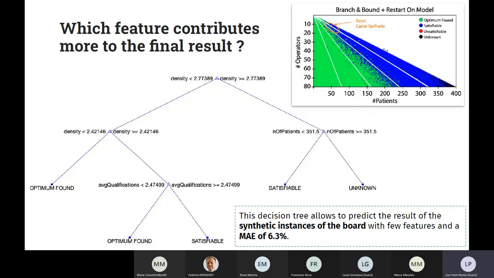And this is the board problem. As you can see, the density changes the solution a lot. But another thing that we didn't foresee is that also the average qualification of operators makes a lot of difference, okay? Because of course, if operators are less qualified, it means that they can only do orthopedic patients or neurological patients or COVID patients, so the problem can be subdivided into smaller sub-problems, and you have a difference between optimal found and satisfiable.